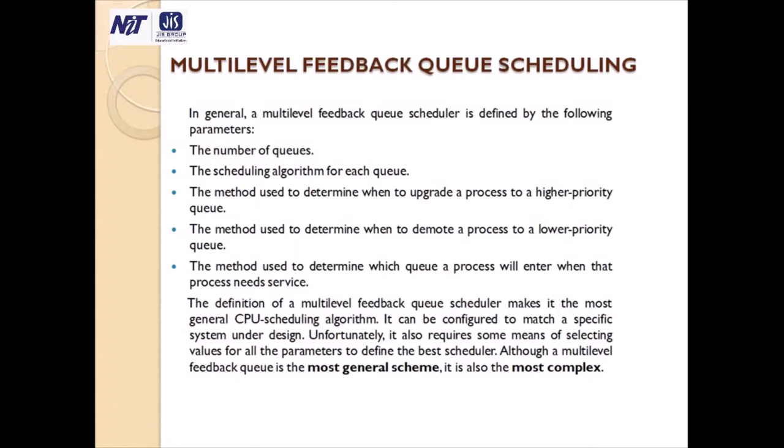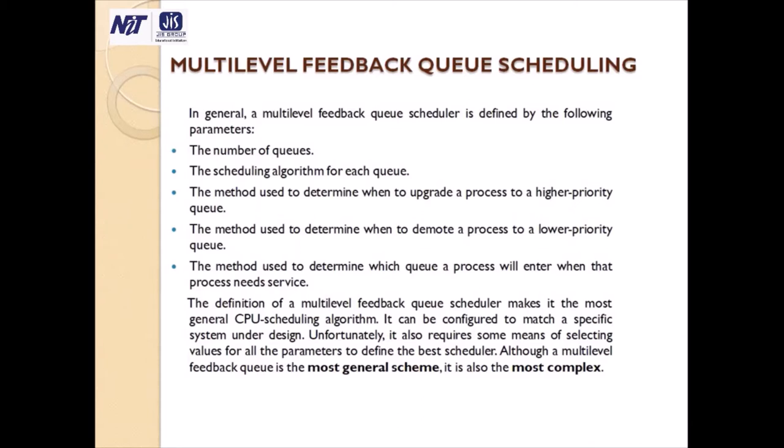The definition of a multi-level feedback queue scheduler makes it the most general CPU scheduling algorithm. It can be configured to match a specific system under design. Unfortunately, it also requires some means of selecting values for all parameters to define the best scheduler. Although multi-level feedback queue scheduling is the most general scheme, it is also the most complex.